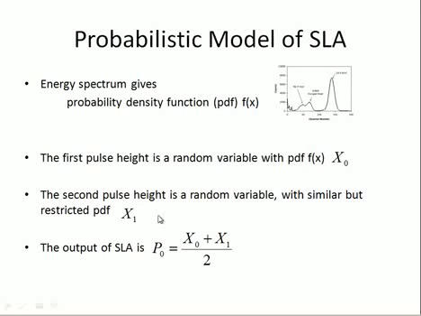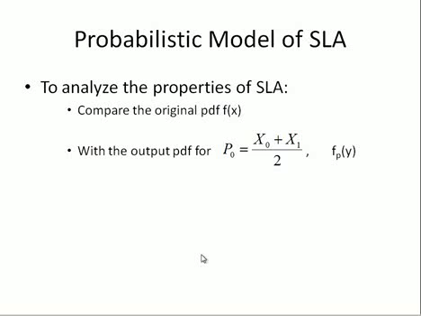The second pulse height that we measure that falls within the averaging window is similar to the first, but its PDF is restricted to be inside of the averaging window, because we know for a fact that it fell inside of the averaging window. And the output of the SLA process, if we're averaging just 2 pulse heights, is going to be this first random variable plus the second one over 2. So that's the output of SLA, P0. And so to analyze the properties of SLA, we're going to compare the original PDF f of x with the output PDF for this random variable P0, that's the output of SLA.